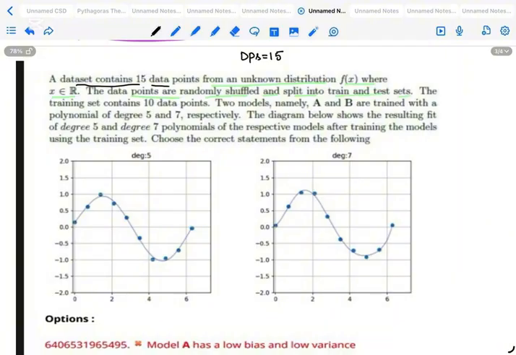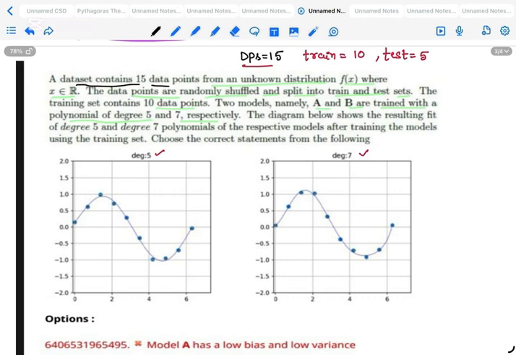The training set contains 10 data points, and two models, namely A and B, are trained with a polynomial of degree 5 and degree 7. That is, the training set contains 10 data points, and the remaining data points belong to the test set, that is 5 data points. This is a small data set.